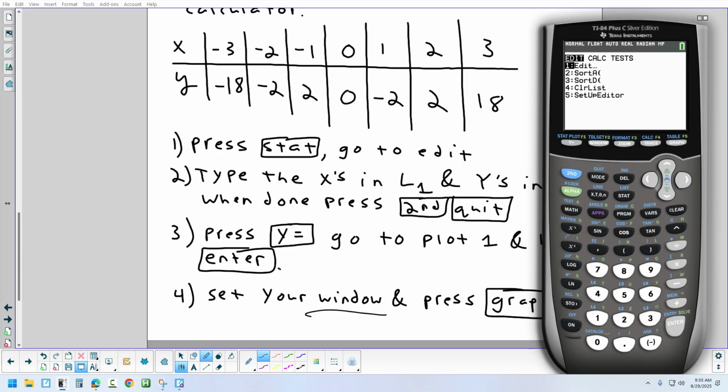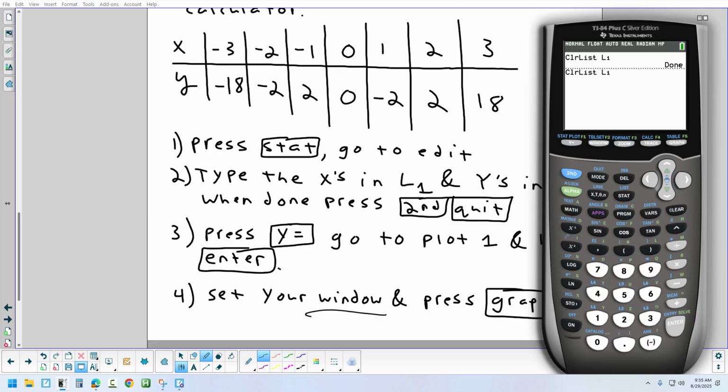So we're going to press stat, and we're going to clear the list. If you press 4, that'll clear the list. And I just need to tell it what list to clear. I think you can do both at the same time. Does everybody have clear list on the screen? Press second and press 1. And then don't hit enter.